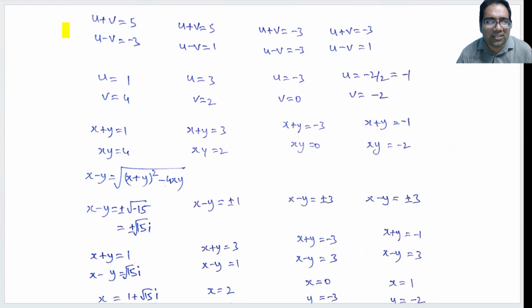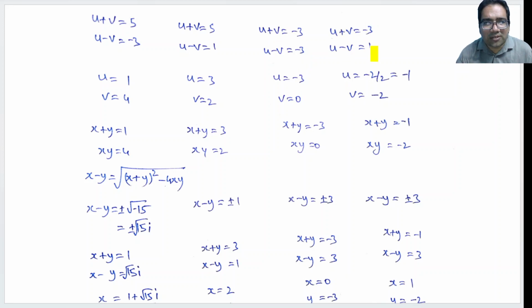Right, in this when it is 5. Similarly, u plus v is minus 3, then u minus v again can be minus 3 or 1. If we solve this, 2u becomes 5 minus 3, which is 2, u becomes 1, and v becomes 4. 5 minus 1: in this case, 2u becomes 6, so u becomes 3 and v becomes 2. In this case, u becomes minus 3, right? 2u becomes minus 6, u becomes minus 3, and v is obviously 0.